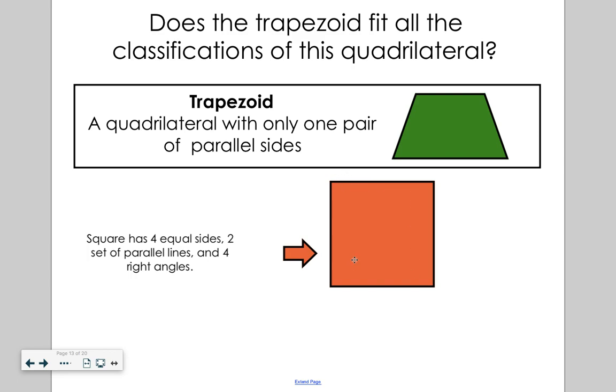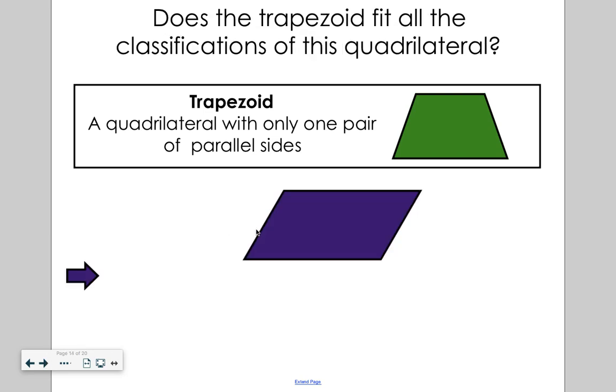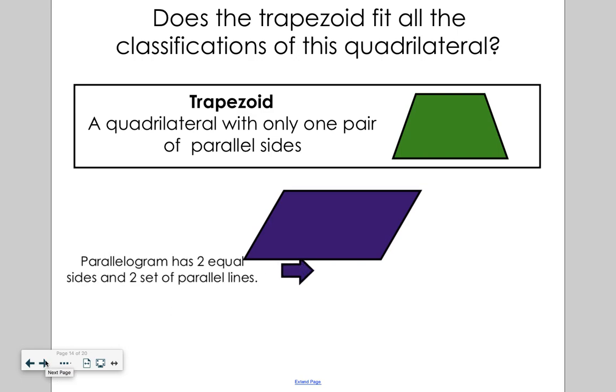If this did not have right angles, what shape would it be? It would be a rhombus. Good job, guys. Let's look at this one. This shape here has two sets of parallel lines, the top and the bottom, left and the right. And the opposite sides are equal in length, so that makes this shape a parallelogram. Two equal sides and one set of parallel lines.